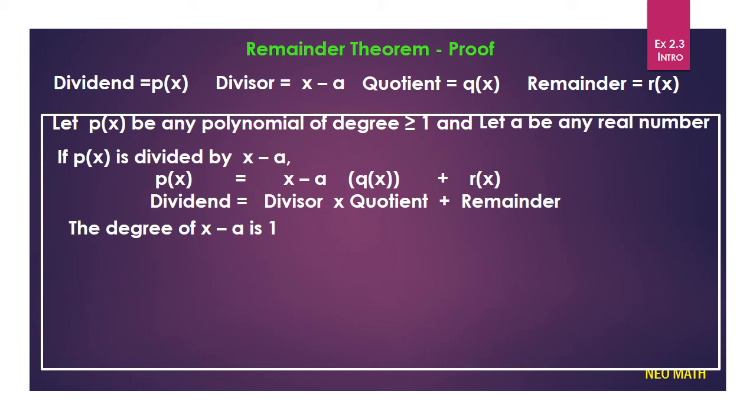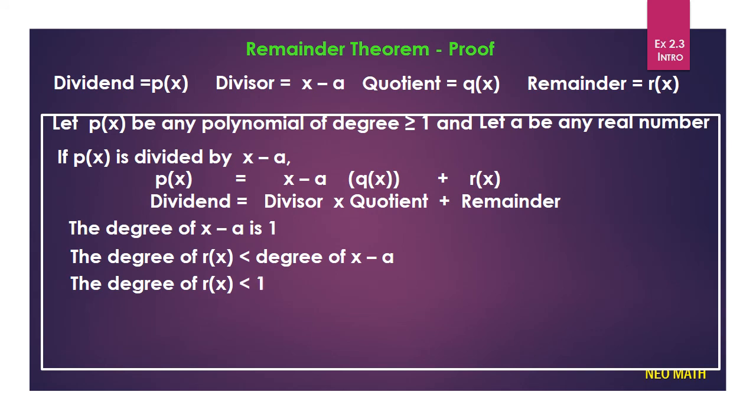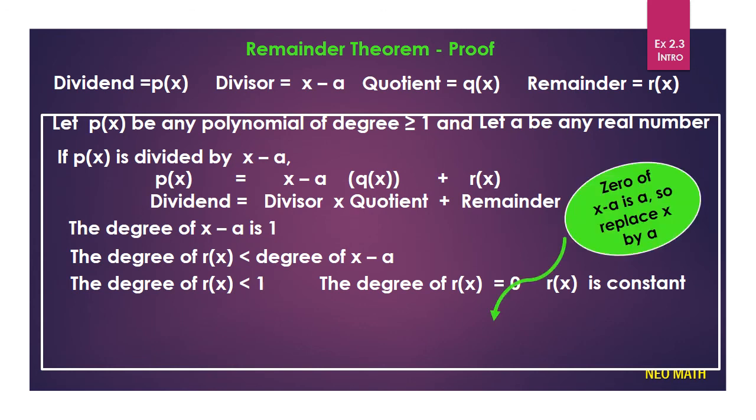The degree of the divisor x minus a is 1. So the degree of the remainder should be less than the degree of the divisor. So the degree of the remainder is less than 1 because the degree of the divisor is 1. So it should be less than 1. So the degree of the remainder is 0. If it is 0, it means the remainder is a constant.